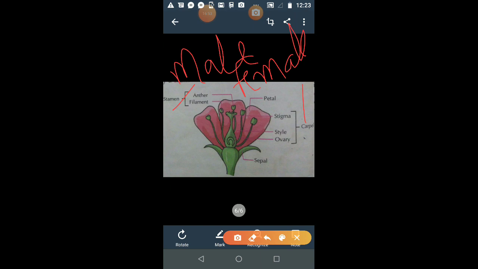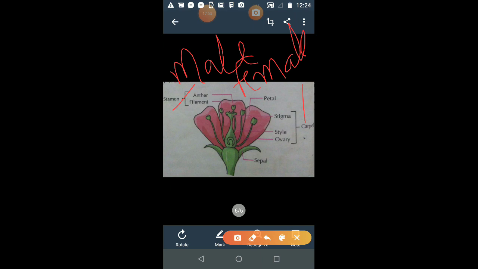And when we study pollination, it is divided into two parts. Is it clear? Note down. Write first part, self pollination, and second part is known as cross pollination.